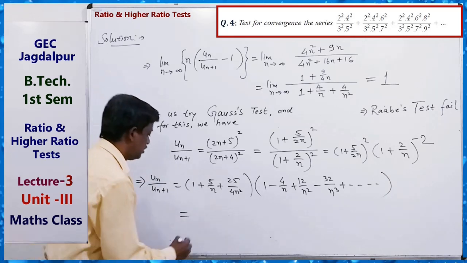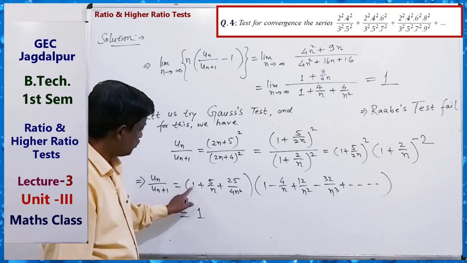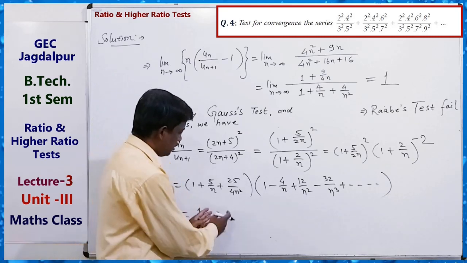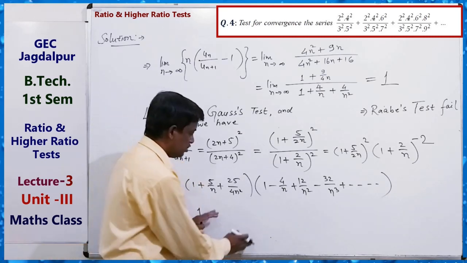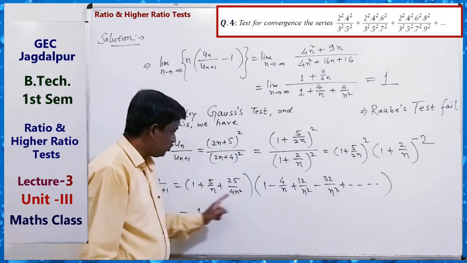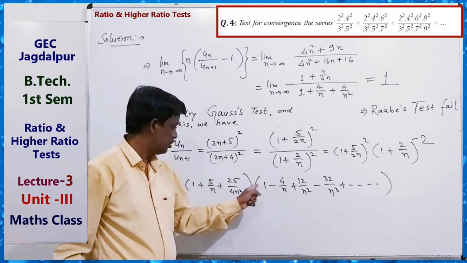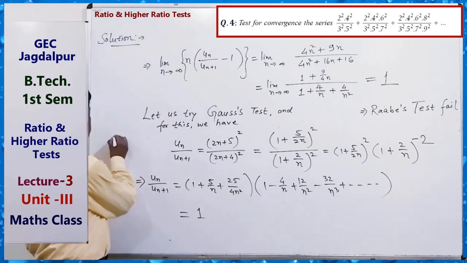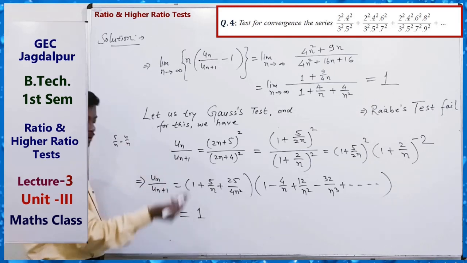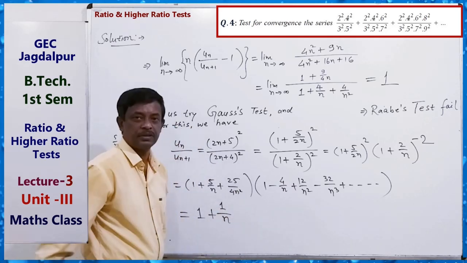First term will be what? 1. Clear? So 1 into 1, 1 will be there. Now, you can do in rough work and write here the value. So what will be the value? 1 into 1, 1. Now 1 into minus 4 by n. When 5 by n is multiplied to here, so 5 by n minus 4 by n. So what? 1 by n. So plus 1 by n.